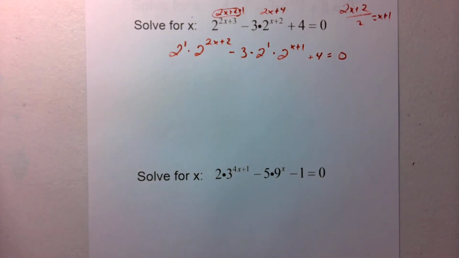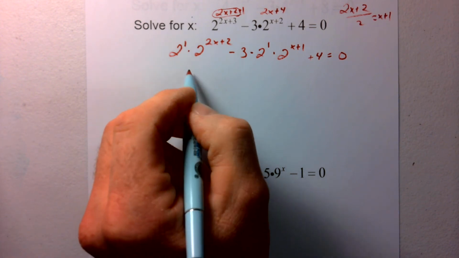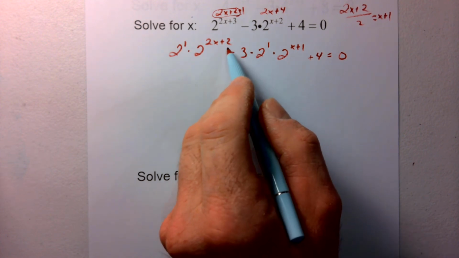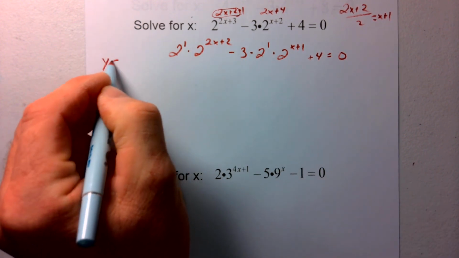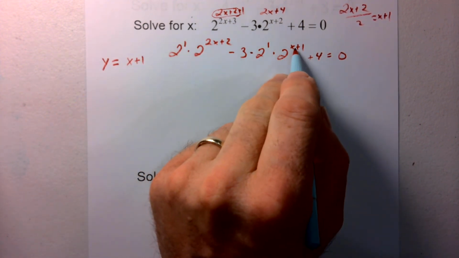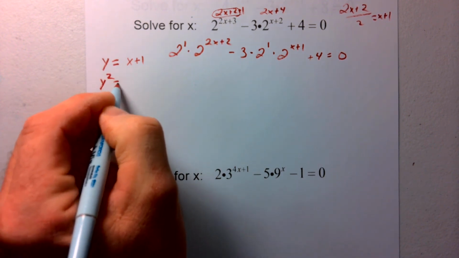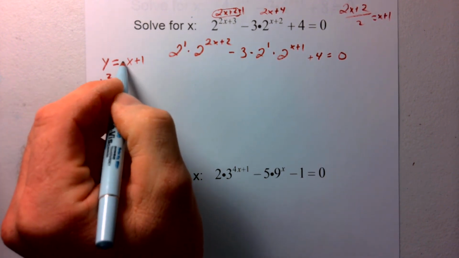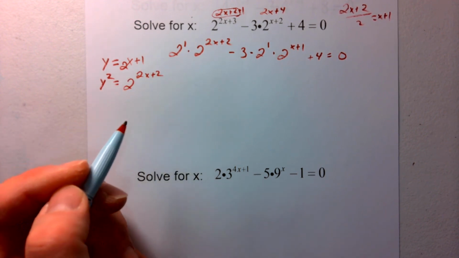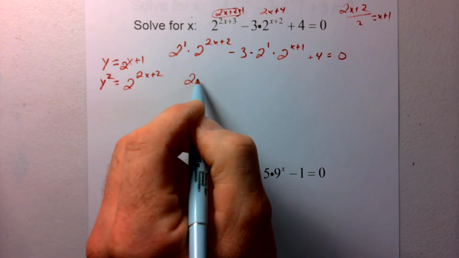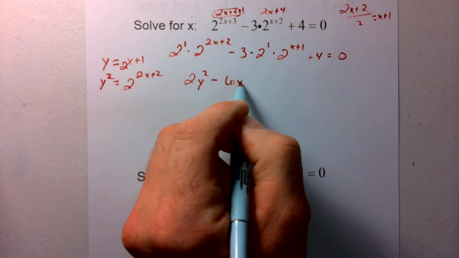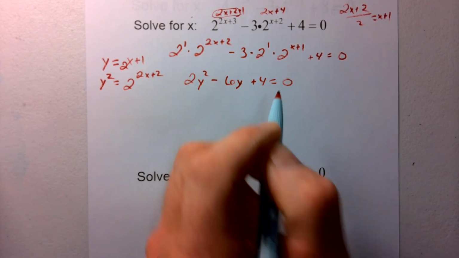Plus 4 equals 0. So what that's going to allow me to do then, 2 to the first, well, we have 2. 3 times 2 to the first, that gives us a negative 6 there. More importantly, if I let my arbitrary y equal the exponent of my middle term there, x plus 1, then y is 2 to the x plus 1, and y squared is going to equal 2 to the 2x plus 2. So my problem becomes 2y squared minus 6y plus 4 is going to equal 0.